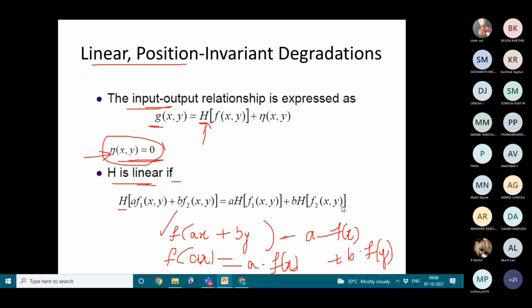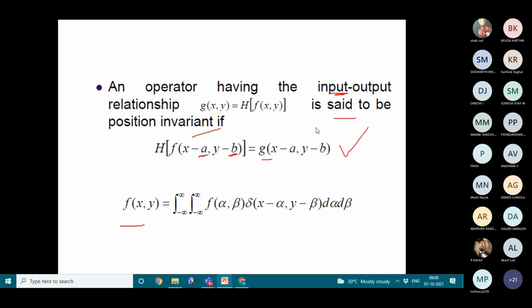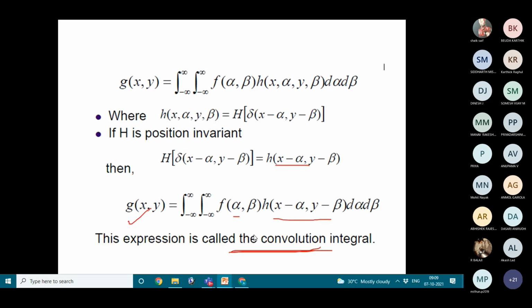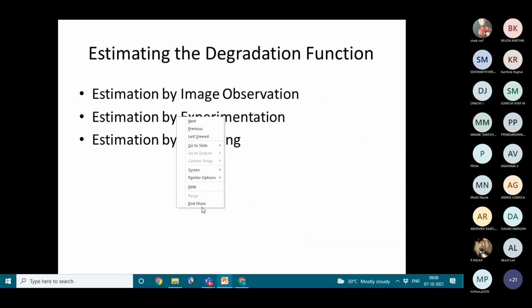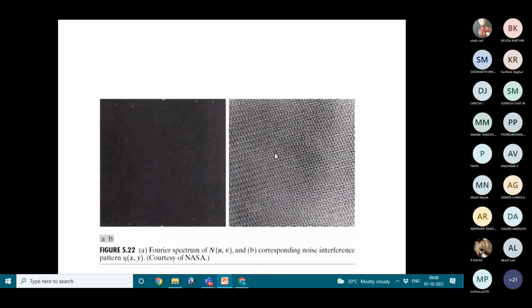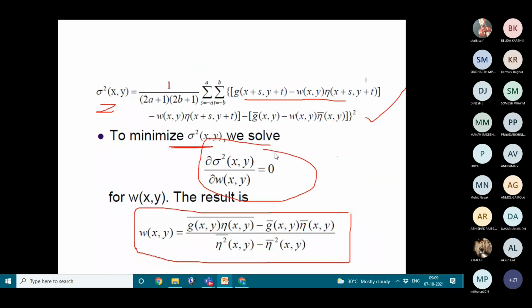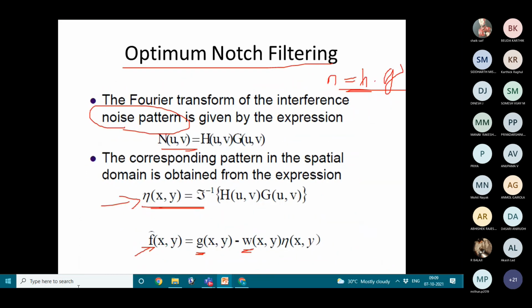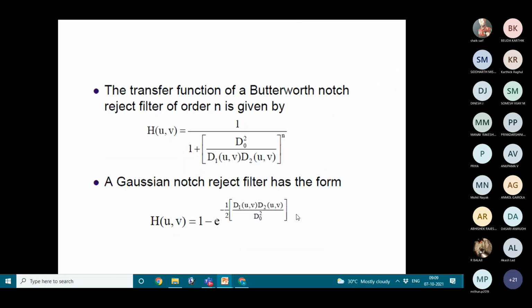So this is about linear and position invariant. If it is linear, it has to satisfy this equation. If it is position invariant, it has to satisfy this equation. So how do we estimate the degradation function? We don't know what the degradation is, so we are assuming there is some degradation everywhere.